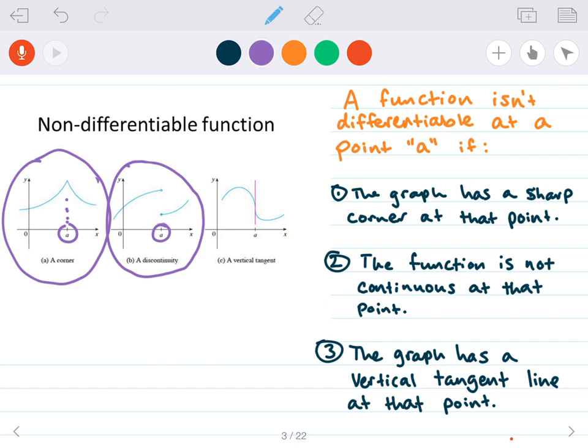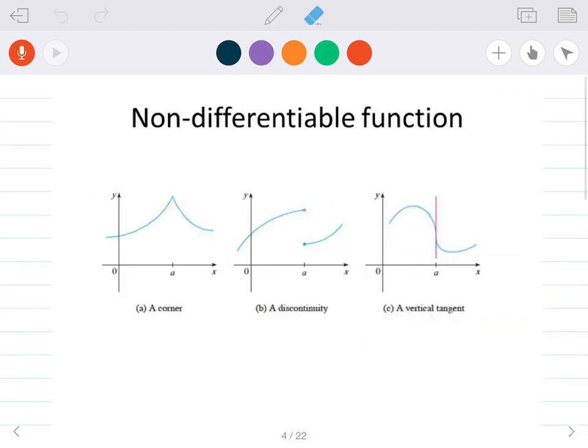And the third case is if we have a vertical tangent, as I mentioned on the previous slide. So when x equals a here, if I were to draw a tangent line to that point a, I would see that the tangent line is vertical, and so the slope is undefined. All right, so those are the three cases. And we have them again right here.